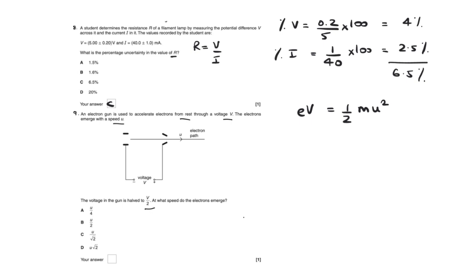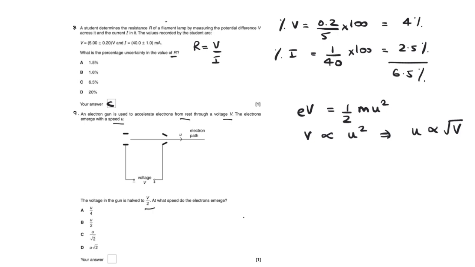So because the charge on an electron is E and m is the mass, they are both fixed, we can say that V, the potential difference, is directly proportional to u squared. In other words, we can say that u is proportional to the square root of V.